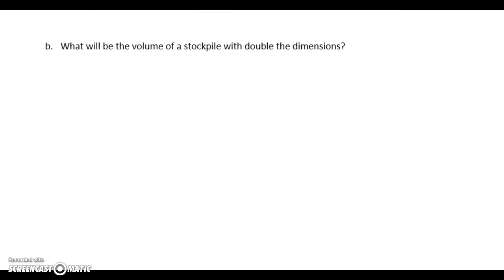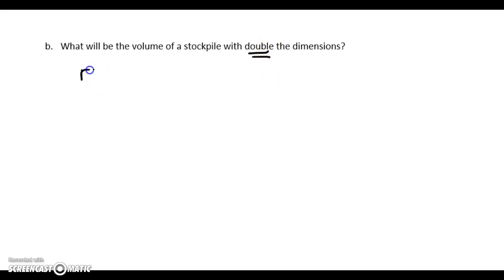So part B says, what will the volume of the stockpile be with double the dimensions? Now, one thing here that might be easy to assume is that if you have double dimensions, you should have double the volume. Well, in this case here, that is actually not the case. So let's actually do the math, and let's show that even though you might have double dimensions, that doesn't mean you have double the volume.